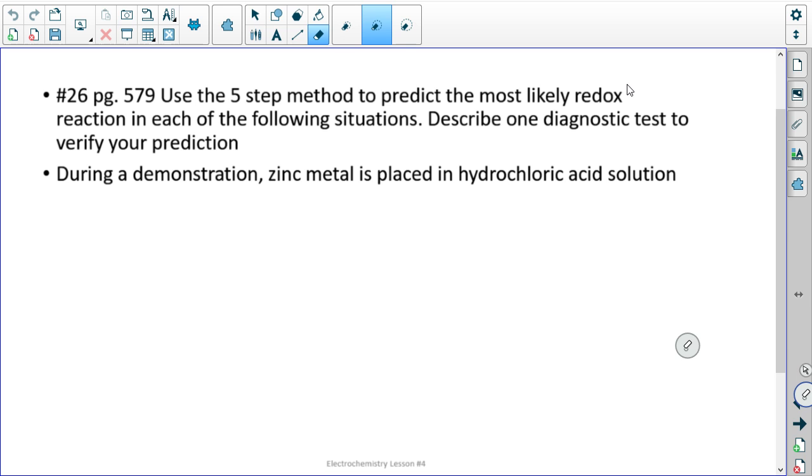So here we have just a basic one, 5 steps. First step, write down what you know. So zinc metal, it's the elemental form of zinc. Hydrochloric acid, it's one of our 6 strong acids. What's another strong acid that we have? Nitric acid.